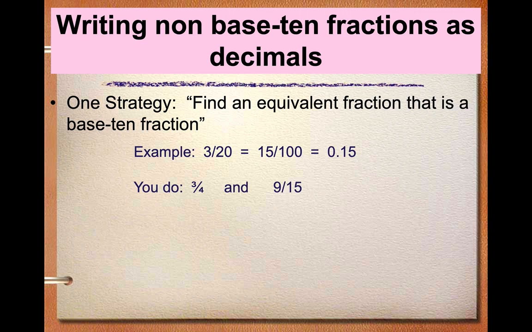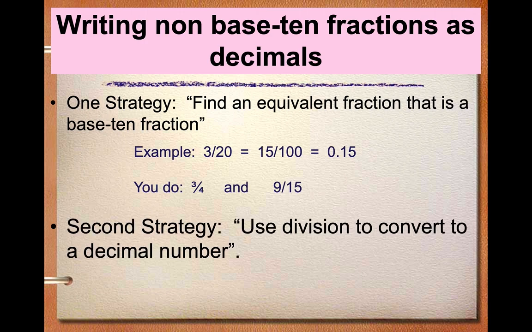So you could think of how we could do that with 3/4. Or a number like 9/15. We might have to simplify that fraction first, right? 9/15 would simplify to 3/5. And from there, we might multiply by 2/2 and get that to 6/10, and realize again that would be 6/10 or 0.6.